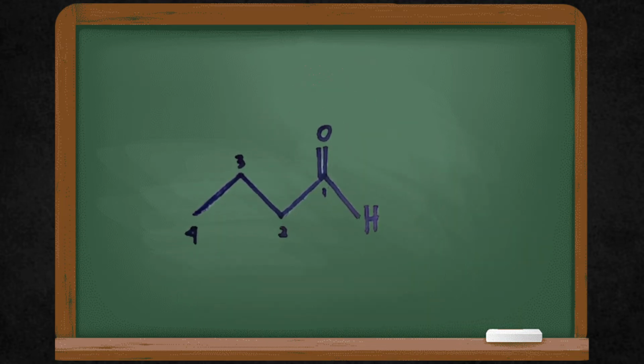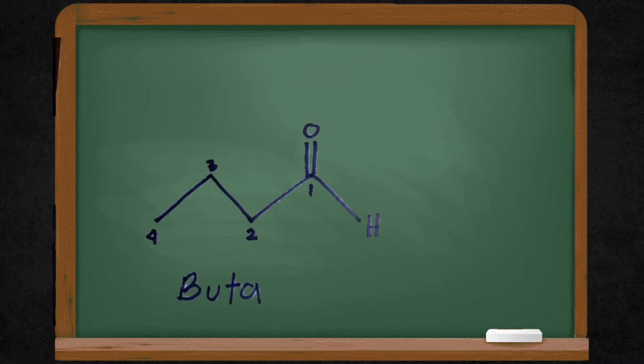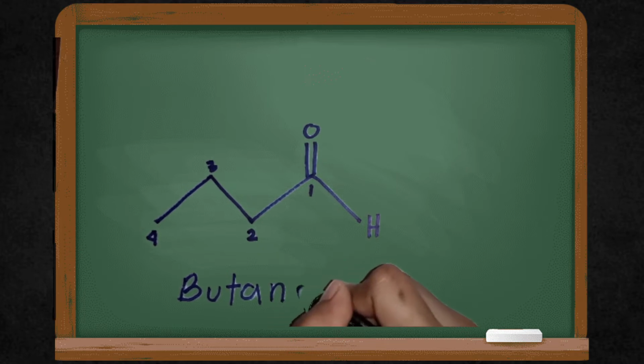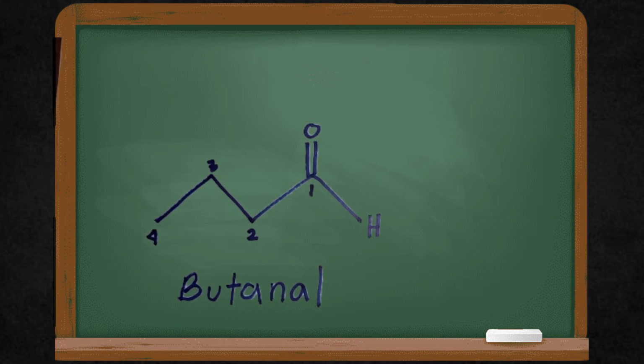In this example, we have a 4-carbon aldehyde. Therefore, the structure prefix is buta. After that, add the suffix for aldehyde, which is -al. Therefore, the IUPAC name of the structure is butanal.